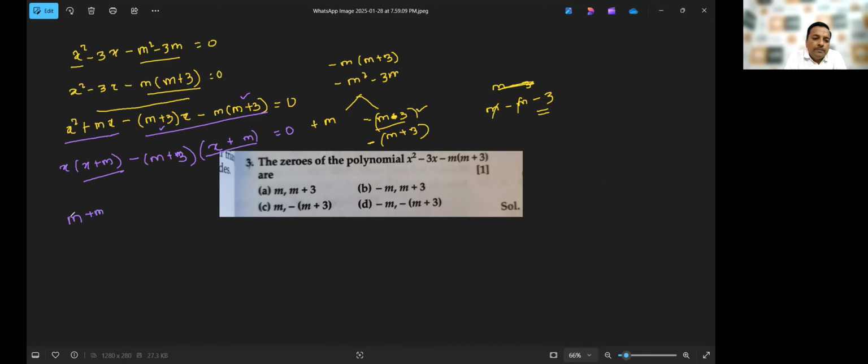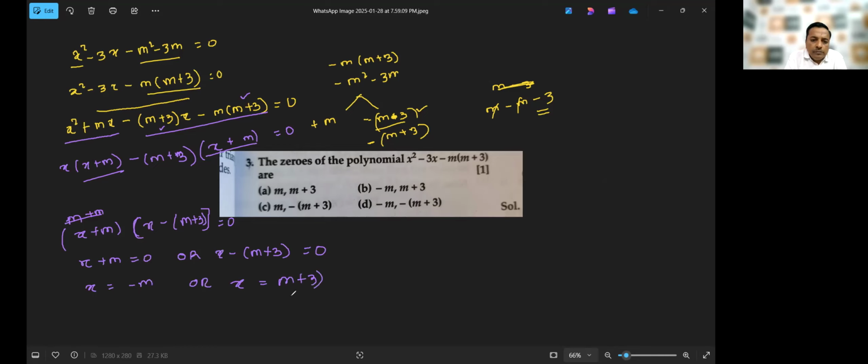x plus m in one bracket and outside, x minus m plus 3 in another bracket is equal to 0. So x plus m is equal to 0 and x minus (m plus 3) is equal to 0. So x is equal to minus m and x is equal to m plus 3. So the second one, B, is the answer.